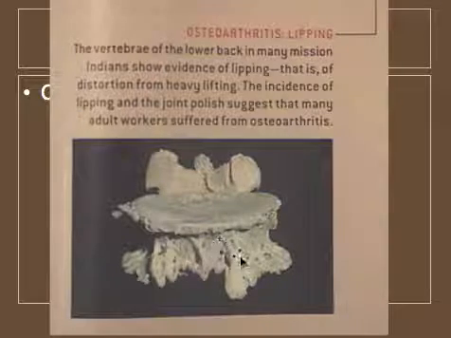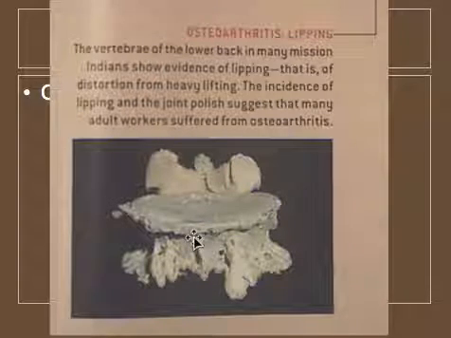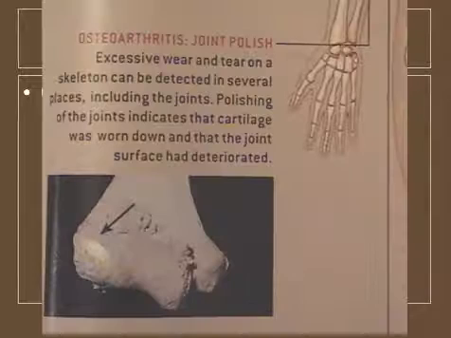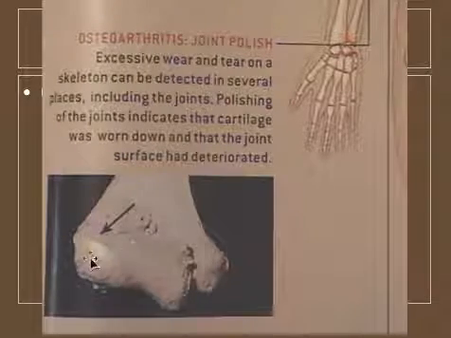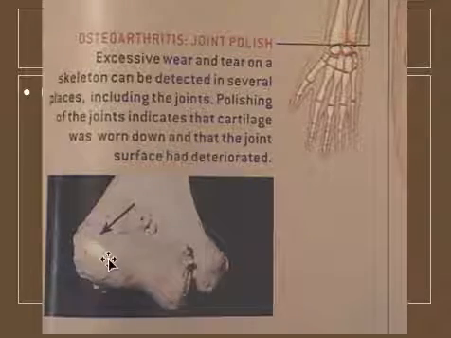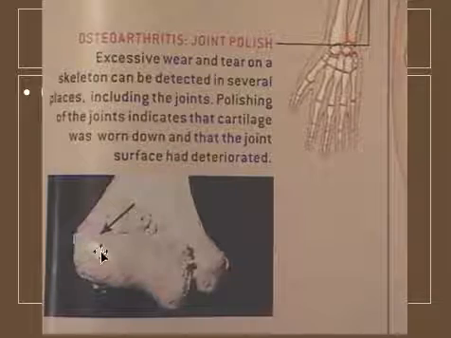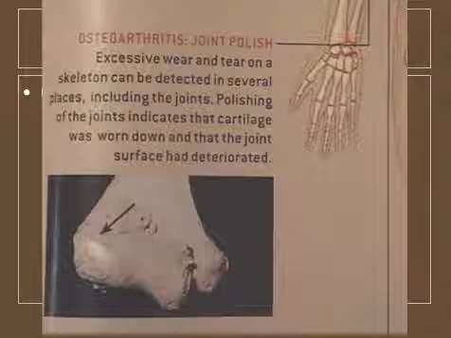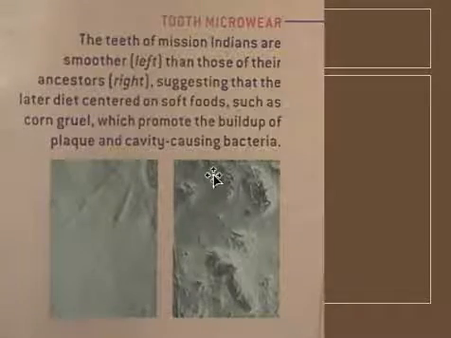So this shows that this person was probably in pain later in their life, and it was from heavy work, right? So probably working in the fields, grinding corn, lifting things, work that they had to do for the Spanish. Other evidence, joint polish, right? So again, lack of cartilage, bones rubbing up against bone. Actually, you could see where the bone has been rubbing up against other bone.